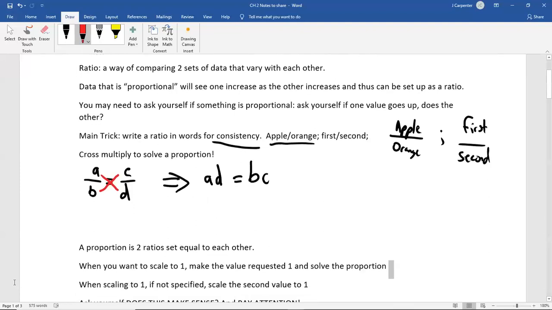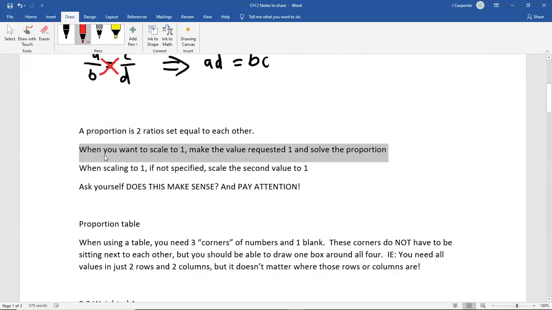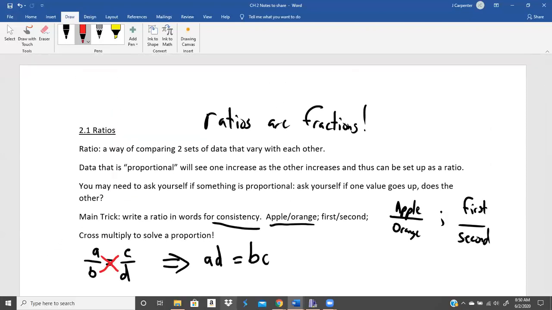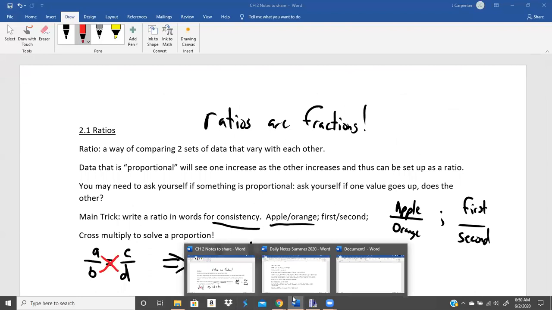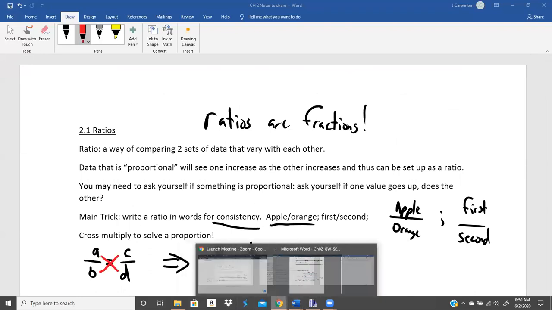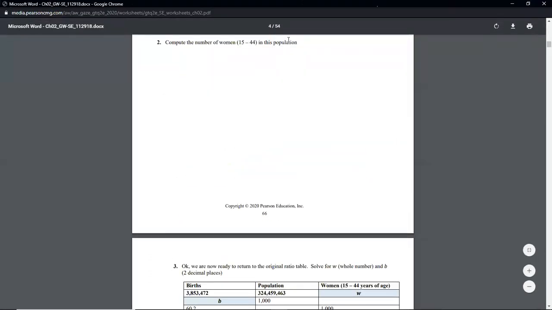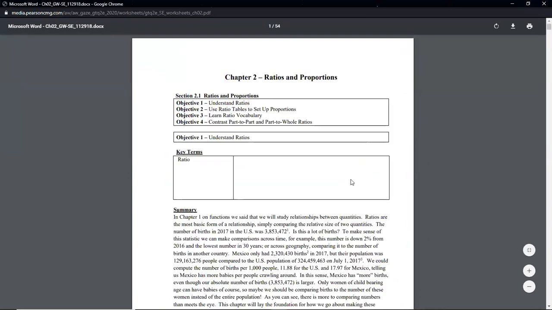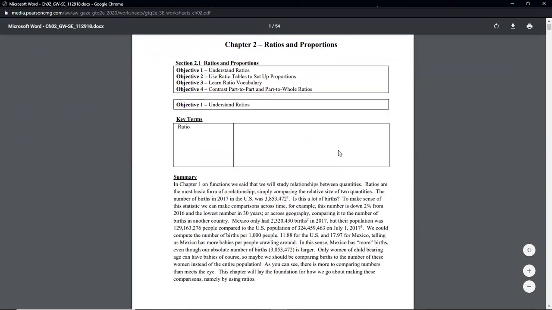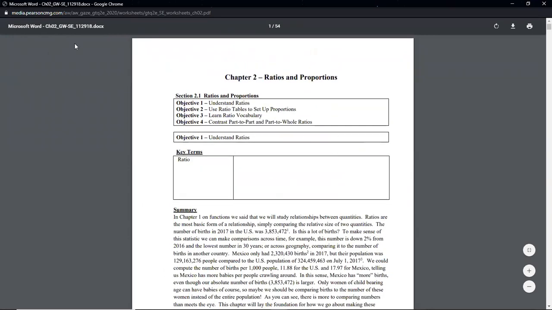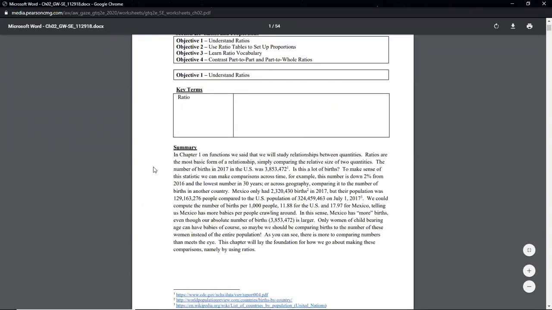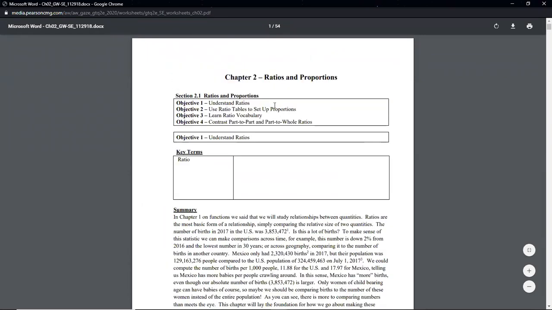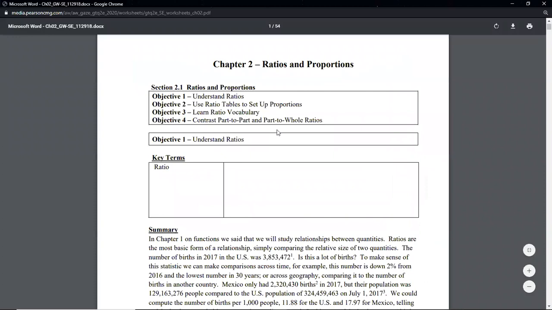Now, let's take a pause and get into this stuff in a little bit. Let's go ahead to our guided worksheets, which are here. So here's our chapter 2 guided worksheets. It starts on, I don't even remember, page 63, something like that. Yep, there it is, page 63. Chapter 2, ratios.